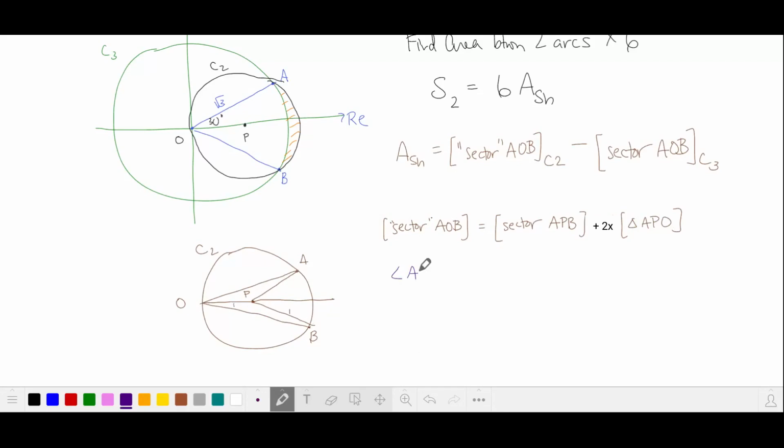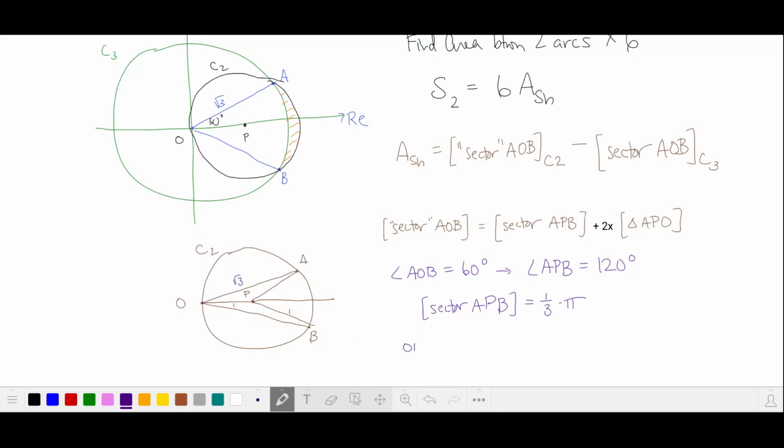We know that angle AOB is 60 degrees. That's the inscribed angle, so the corresponding central angle APB is twice that, or 120 degrees. So the area of sector APB is 1/3 the area of circle 2, which has a radius of 1, so that's 1/3 pi.